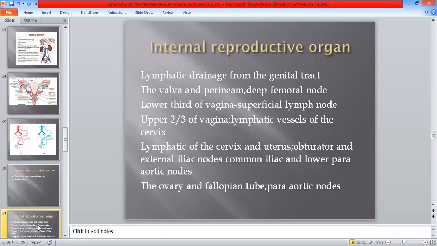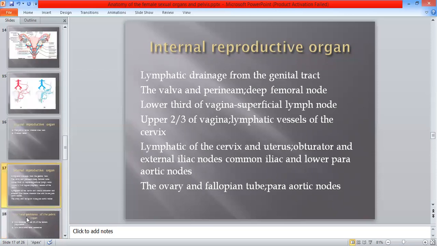And the lymphatic drainage of the internal reproductive organs in the female genital tract is very important, because when a patient is suffering from carcinoma, metastasis occurs to these lymphatics. So the lymphatic drainage of the different organs is very necessary to know.